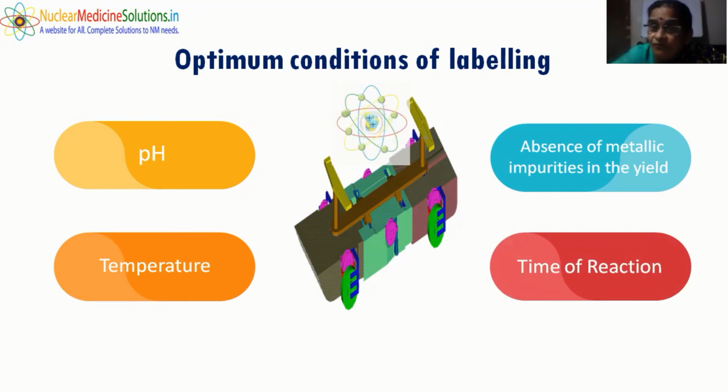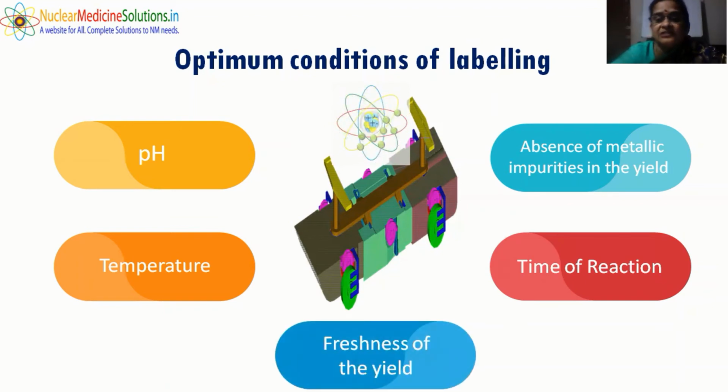The time of reaction, how long you have to keep it for the reaction, you keep these optimum conditions so that the reaction occurs in the best possible way. And you cannot keep it for long, 1 hour or so, because gallium-68 itself is a very short-lived radionuclide, and all this becomes very important to be standardized during radiopharmaceutical development. And so the chemistry has to be known.